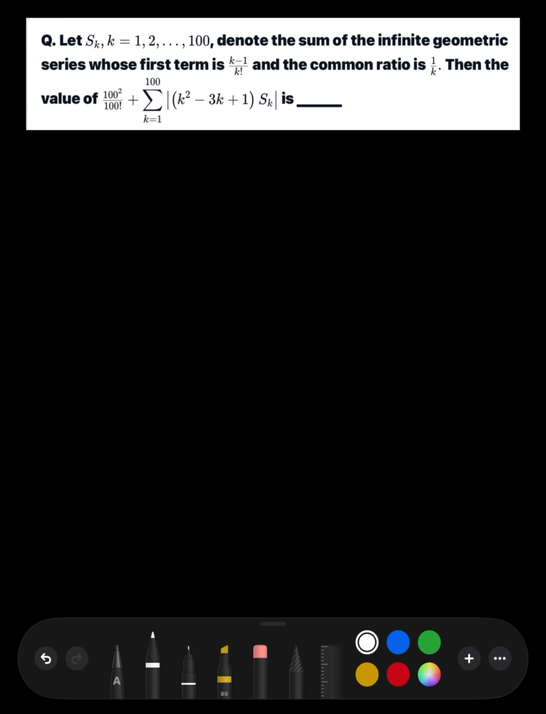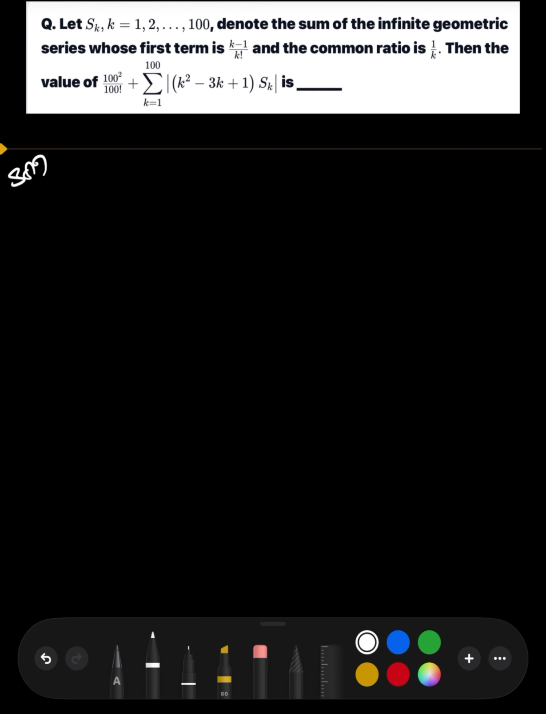Now coming to the question: let S_k, where k is from 1 to 100, denote the sum of the infinite geometric series whose first term is (k minus 1) by k factorial. So in this infinite geometric series, a equals (k minus 1) by k factorial, right? And the common ratio is r equals 1 by k, right?